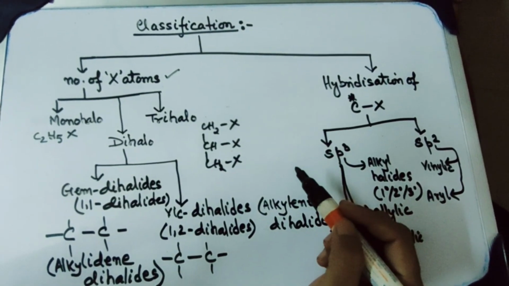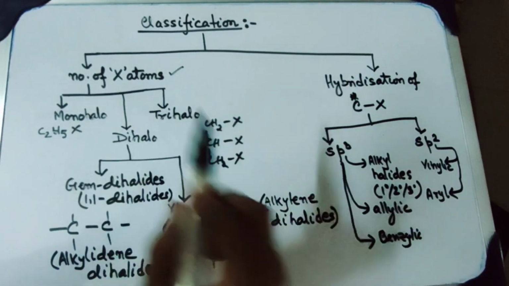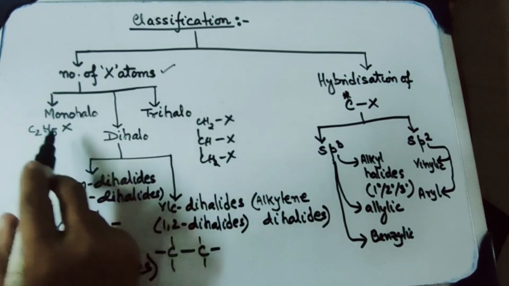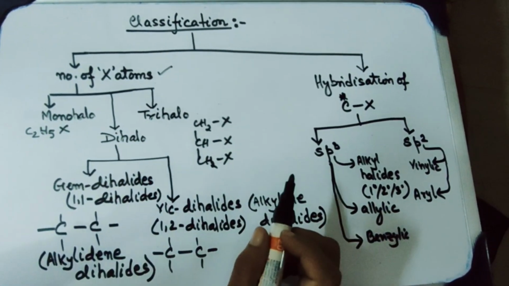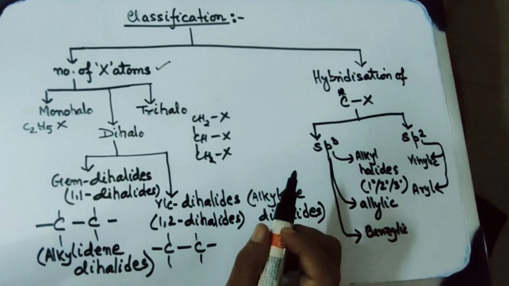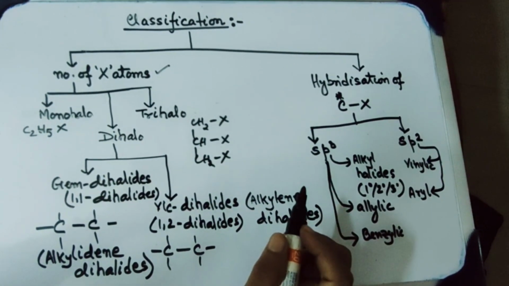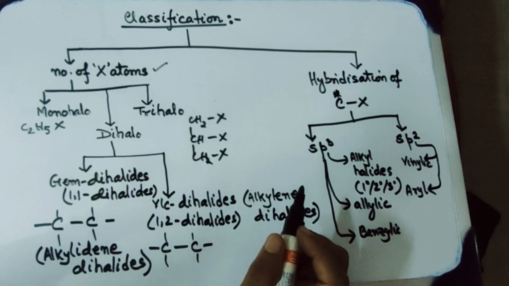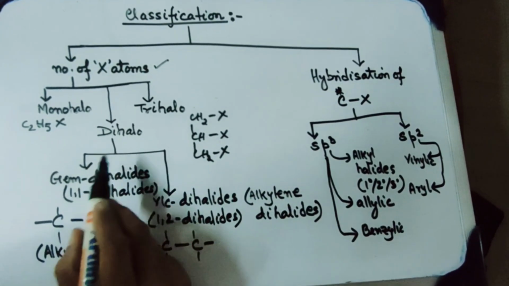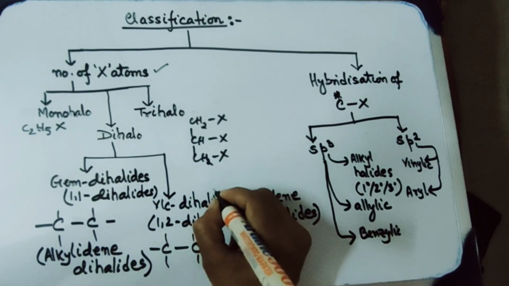So let us discuss the classification of haloalkanes and haloarenes. It is based on two things. The first thing is the number of halogen atoms. If there is only one halogen atom present in the compound, it is known as a monohalo compound. So it will be a monohaloalkane or monohaloarene system. If this single halogen atom is attached to a benzene ring, like in C6H5X, then it is a monohaloarene. Dihalo means there are two halogen atoms in the compound. It can be further classified as geminal dihalides or vicinal dihalides.